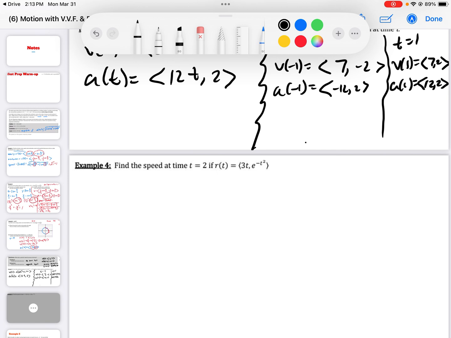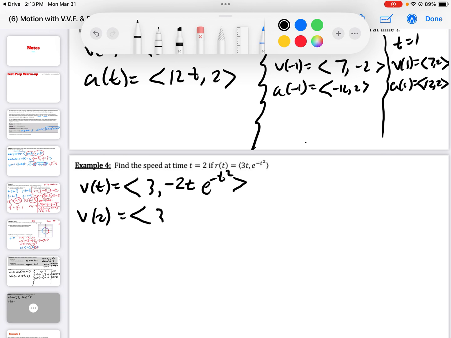All right, to find the speed here: speed at time t equals 2, given the vector valued function. Speed is the magnitude of velocity. So I need to find velocity. In component form, it would be 3, and then -2t e to the -t squared. V of 2 is equal to 3 and then -4 times e to the -4, which I might go ahead and rewrite as 3, -4 over e to the 4th, like that.